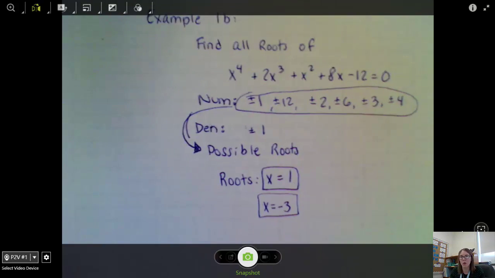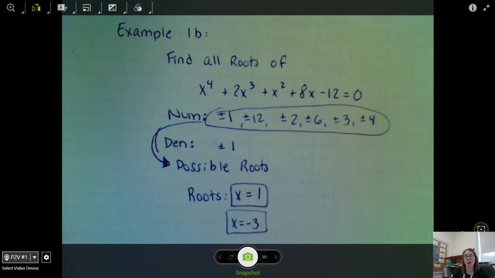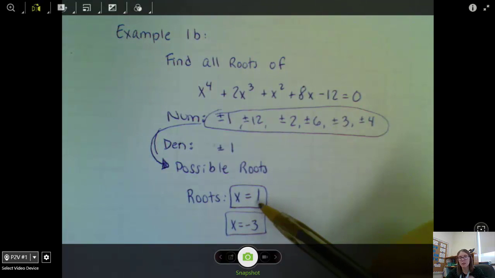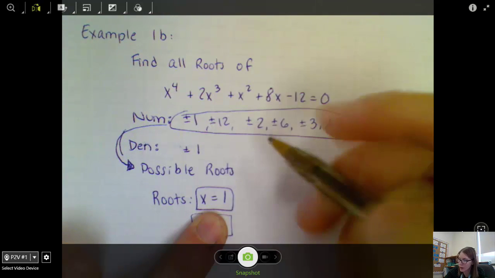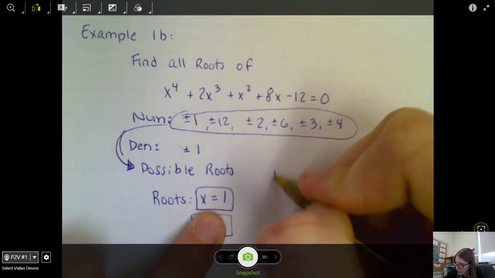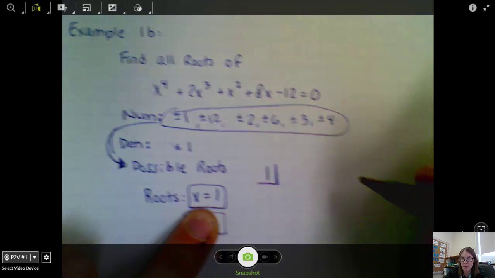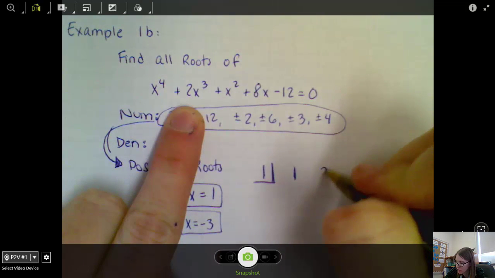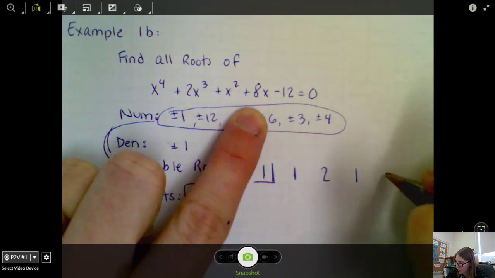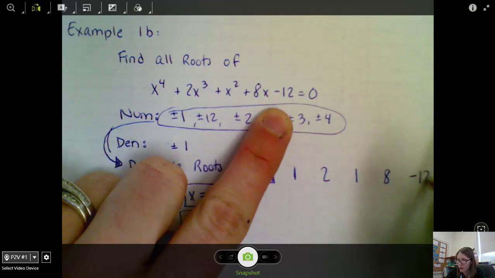But after that, I don't know if my other roots are rational or if they're irrational, if they're complex, what is going on there. So once I find one of my rational roots, let's use synthetic division and see if I can find the rest. I'm going to do synthetic division with my equation. And since 1 is a root, that's what goes in my box here. Then across the top, we write our coefficients: 1, 2, 1, 8, negative 12.